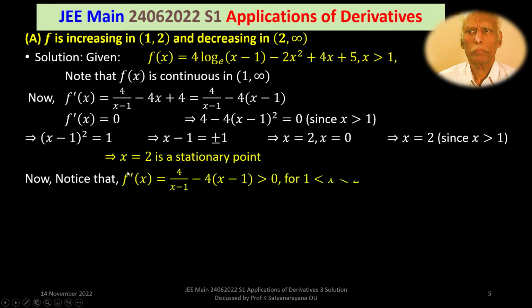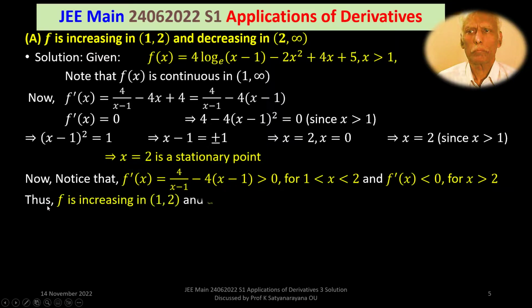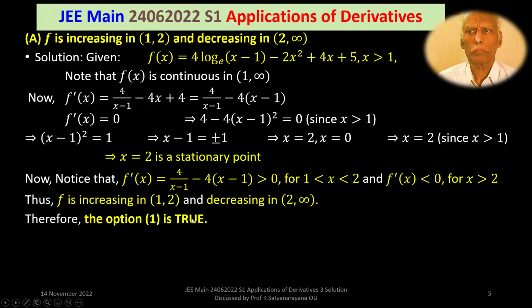Now, notice that f′(x) = 4/(x − 1) − 4(x − 1) is greater than 0 for 1 < x < 2. It's very easy to see. And f′(x) is less than 0 for all x greater than 2. This implies thus f is increasing in the interval (1, 2) and f is decreasing in (2, ∞). For x greater than 2 means 2 to infinity. That's what we got, and therefore option A is true.